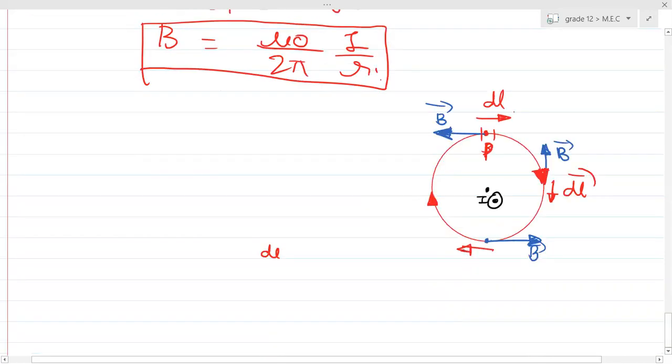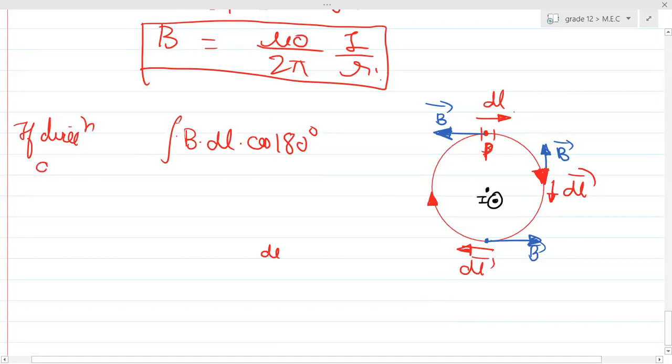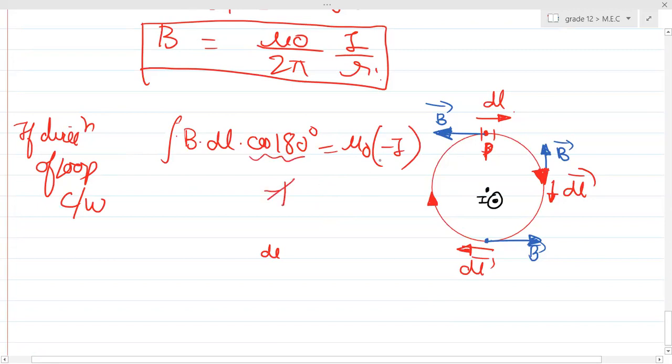So in this case, B and dl, the angle between them will be 180 degrees, cos 180. Direction of loop is clockwise, then B dl cos 180 will be mu naught into minus I. Are you getting my point, guys? This cos 180 is minus 1, so this minus 1 with this minus I cancels. So ultimately the answer will be this one. So why did we take it as minus I? Still it is coming out itself, right?